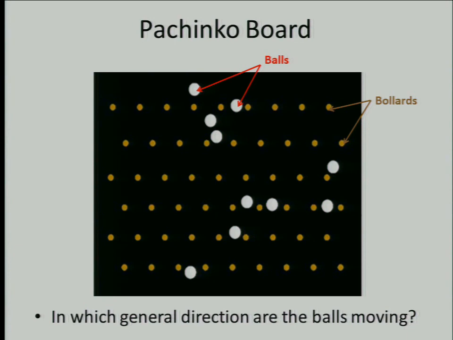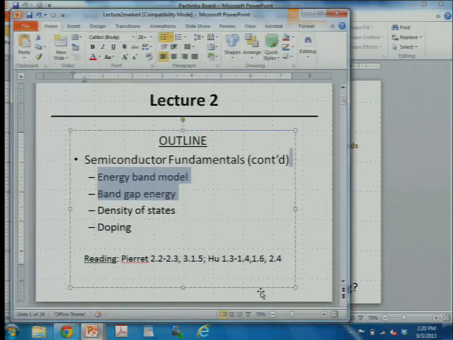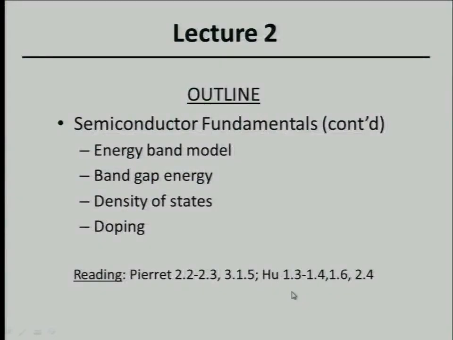Some information is missing. You need to know how electrons and holes move in a semiconductor material. You need more information. You need to know something about the potential energy of the system, right? So that's exactly the point of a band model. Okay, so today we're going to go over the energy band model. We'll get there in a few slides.